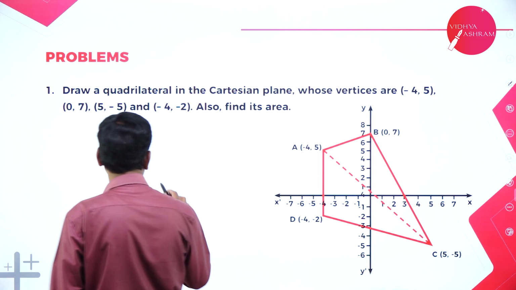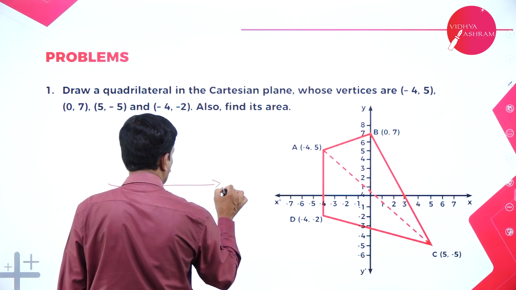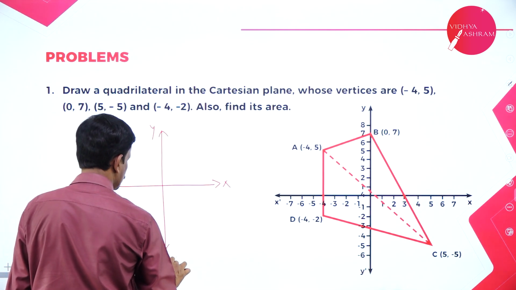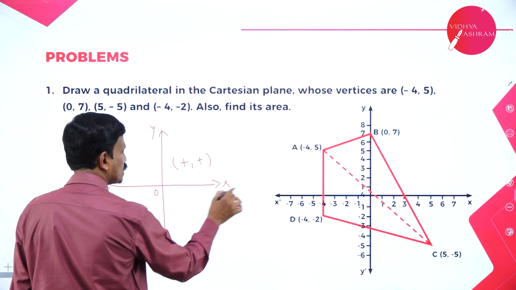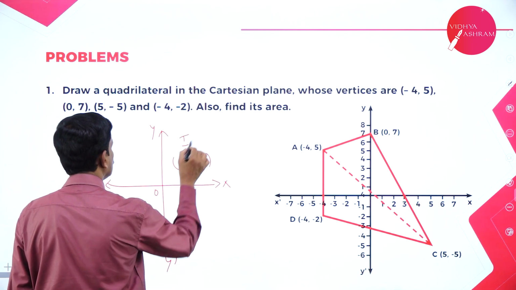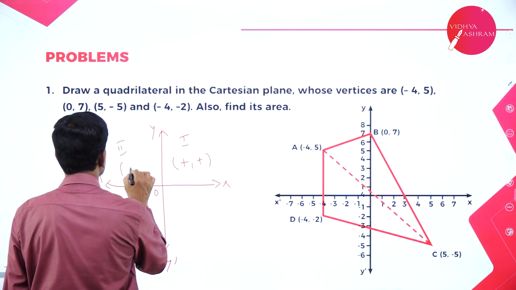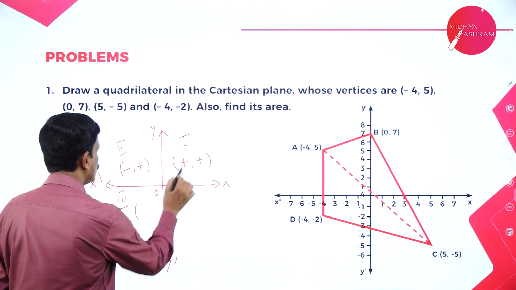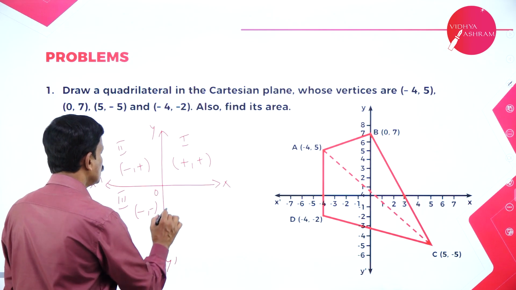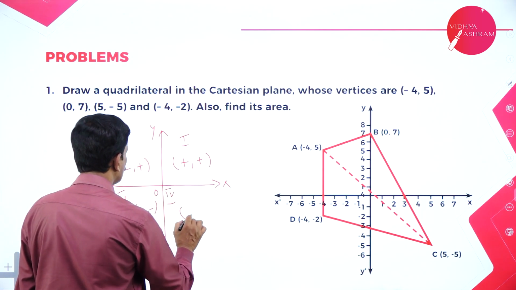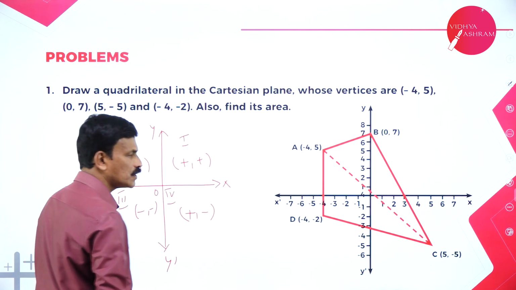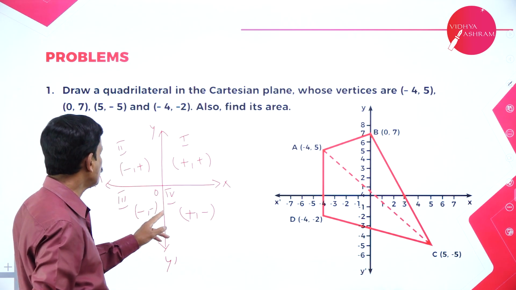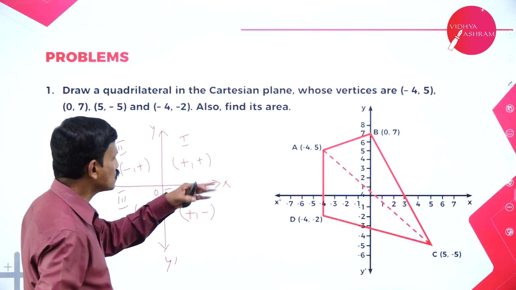So you know the sign conventions of the coordinates: this is the x-axis, y-axis, x dash and y dash. This is the origin. In the first quadrant x is positive and y is positive. In the second quadrant x is negative and y is positive. In the third quadrant x is negative and y is also negative. In the fourth quadrant x is positive and y is negative. So first quadrant plus and plus, second quadrant minus and plus, third quadrant minus and minus, and fourth quadrant plus and minus. Now by knowing this, let us draw the quadrilateral.